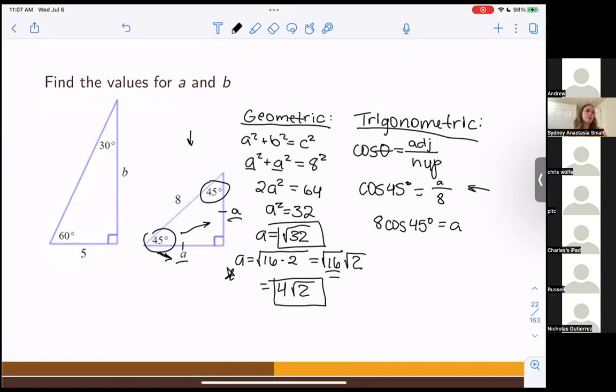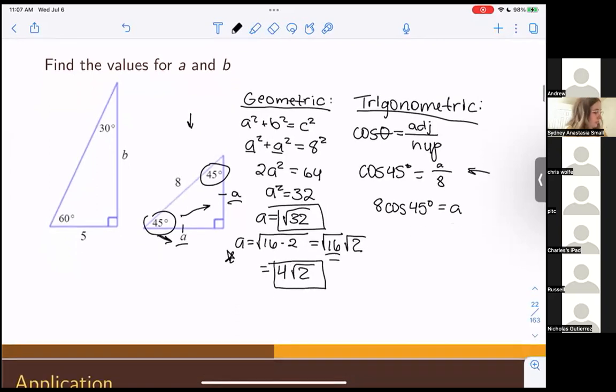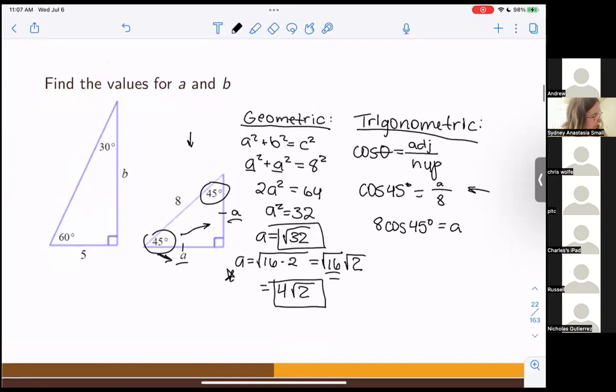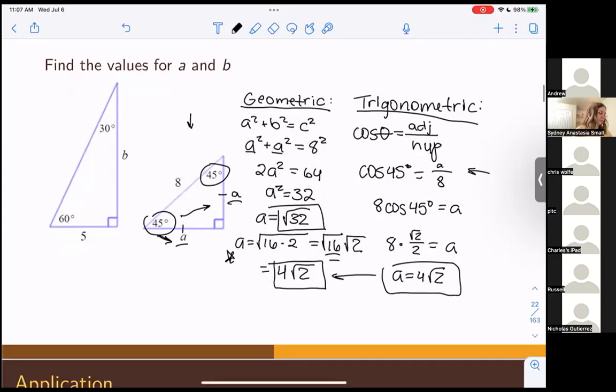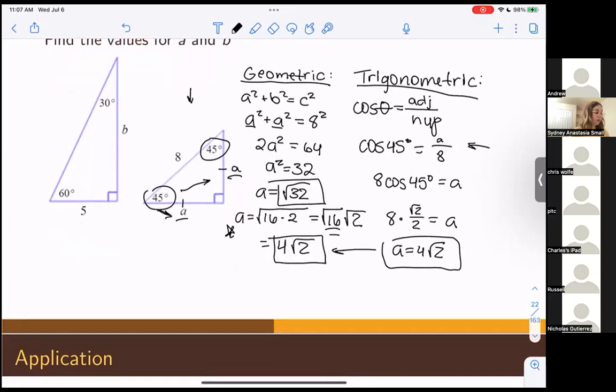45 degrees is one of the special angles on the unit circle. And we know that its cosine happens to be root 2 over 2. So we get that 8 times square root of 2 over 2 is equal to A. So A is equal to 4 square root of 2, which should make sense because that is exactly what we got over here. And again, if you don't remember this from the unit circle yet, you can verify that in your calculator.